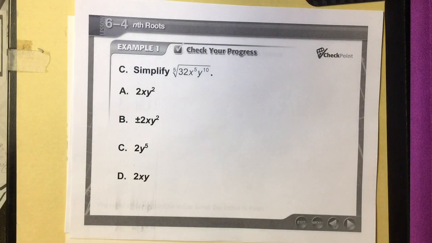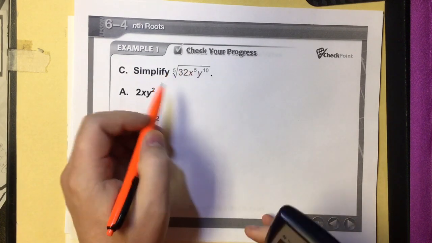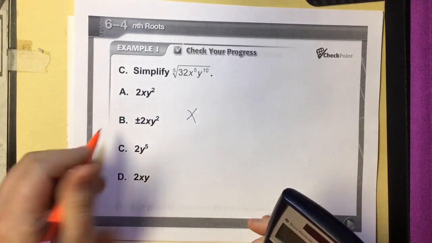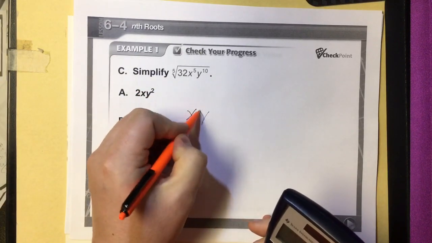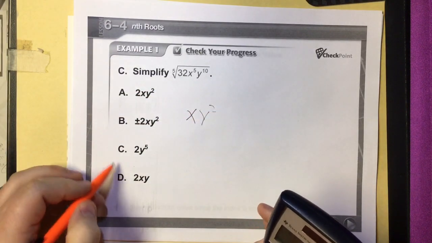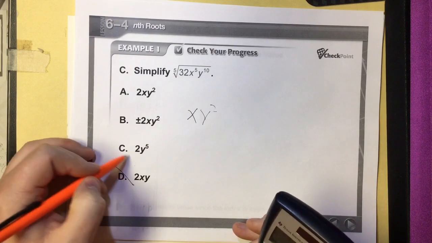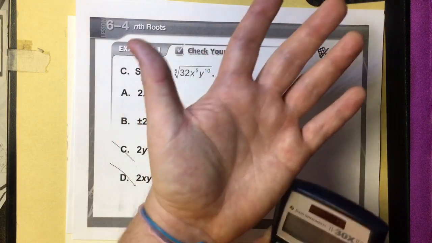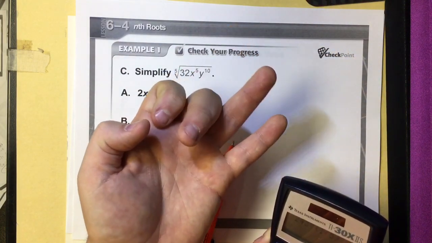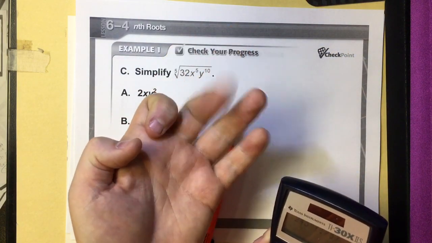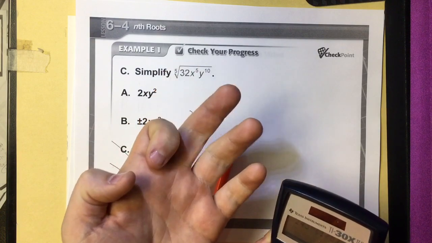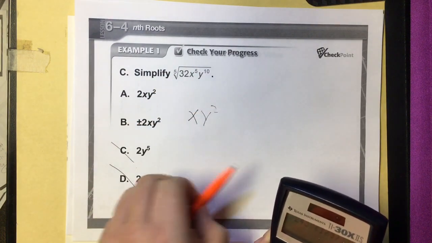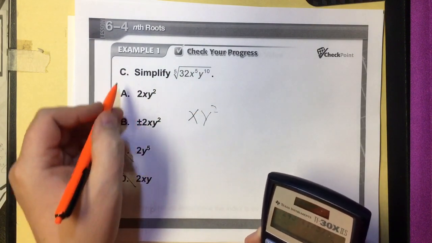Alright, on this one, we're doing the 5th root of 32, x to the 5th, y to the 10th. To do x to the 5th, 5 divided by 5 is x to the 1st, or just x. 10 divided by 5 is 2, so y squared. So I have to have an xy squared, so that's out. The 5th root of 32, 2, 4, 8, 16, 32, 2 times 2 times 2 times 2 times 2. So the 5th root of 32 is 2.